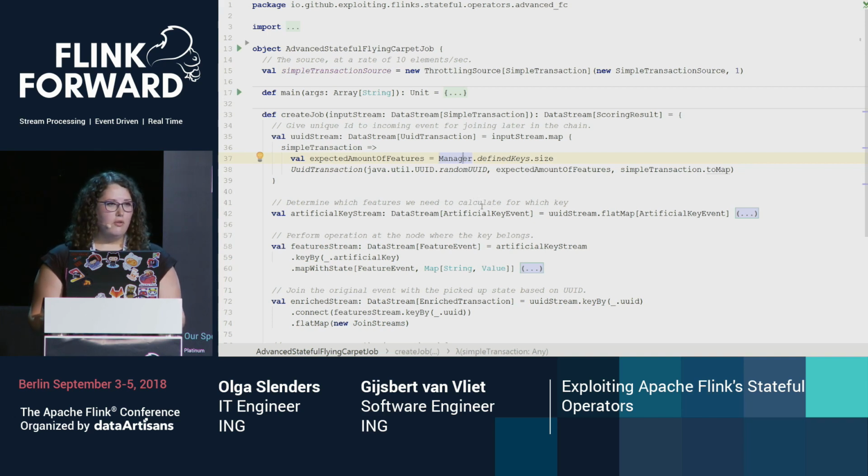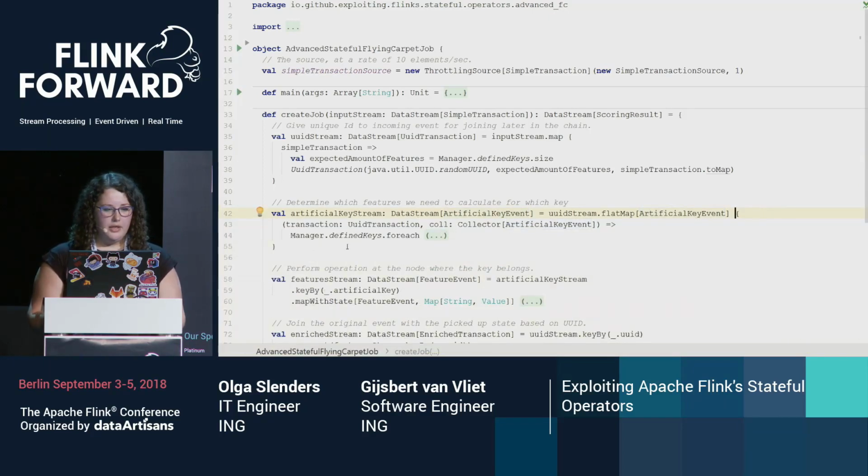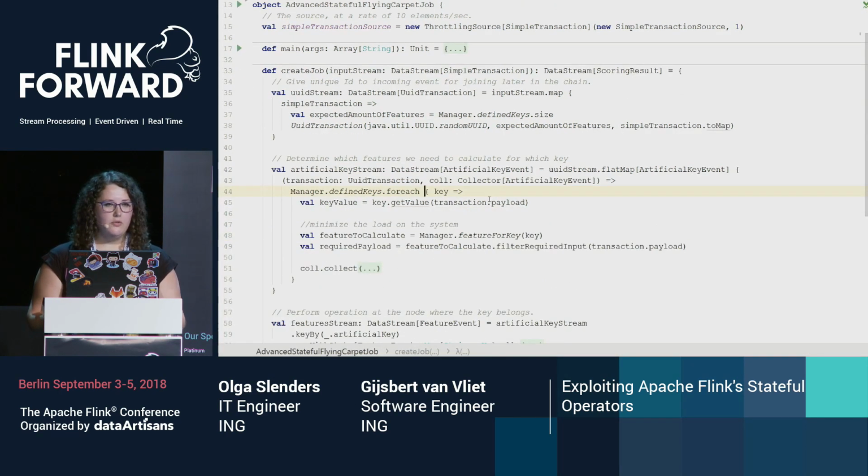So that's all the information I'm going to give on that for now in this presentation, because otherwise it just gets too long. Okay, we have produced the uniquely identified stream, and we also have the knowledge of the amount of keys that we need to get. And now we have to copy the event the same amount of times as we have keys. We do that here in the flat map operation, which is going to produce an artificial key event for us. Here we also have a manager which knows the amount of keys, and what are those keys that we need to calculate the features for.